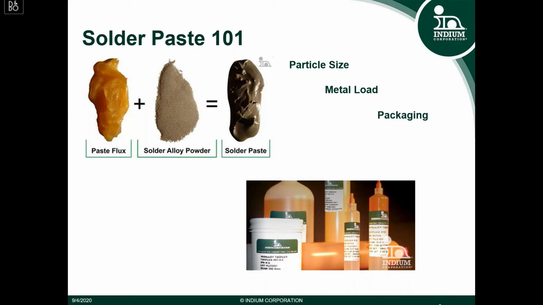And finally, the packaging. The packaging isn't often a major consideration. However, it does affect how the material is manufactured. Typically, if you order in a syringe for a dispense application, the metal load will decrease for the solder paste. This is to ensure that there is no tip clogging. If you order solder paste in a jar for stencil printing or in a cartridge, the metal load will be optimized for that process as well.